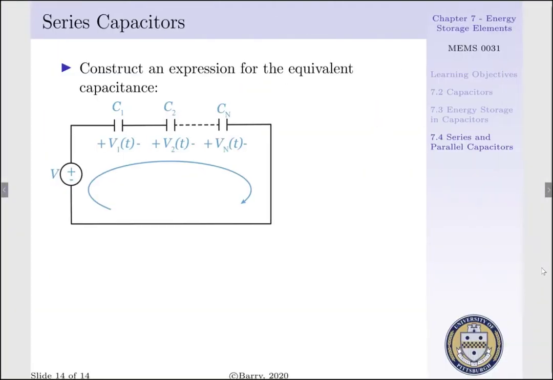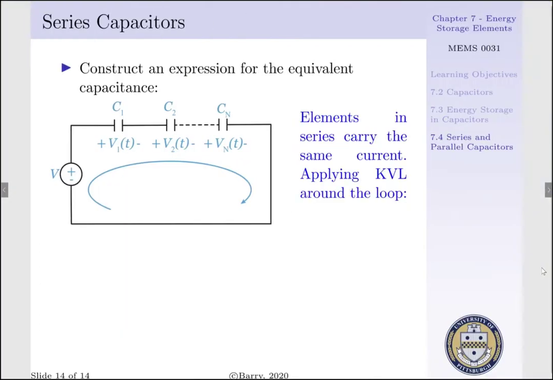Now, capacitors can also exist in a series configuration. Imagine we have C1, C2, all the way up to Cn in a series configuration, and we have a voltage source applying a voltage potential to our circuit. To determine an expression for equivalent capacitance, we have to recognize that elements in a series configuration carry the same current, and thus we can apply KVL around our loop.